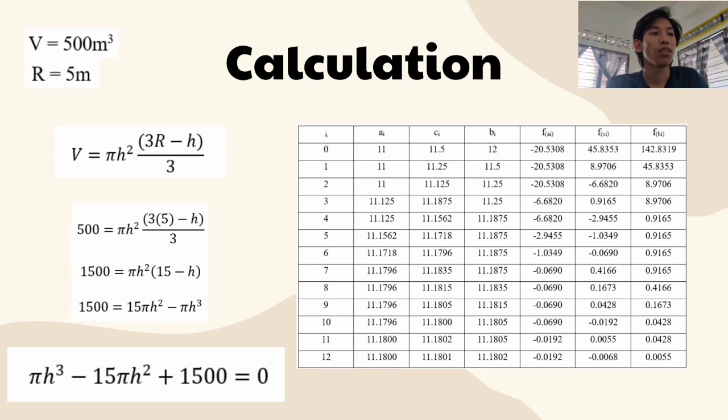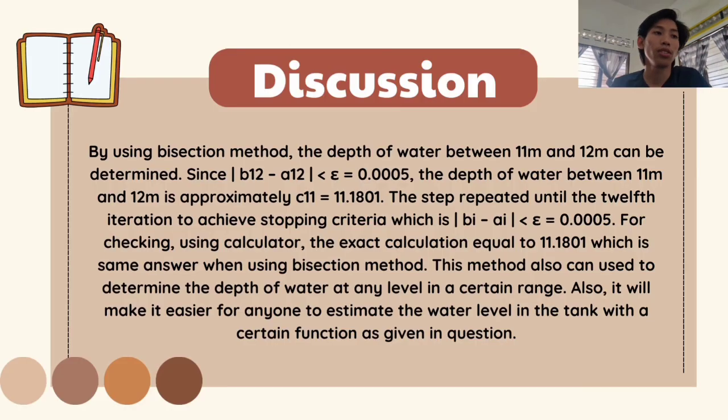Then we need to use the bisection method. A starts with 11 and B starts with 12. Then we calculate using a calculator and stop the iteration at 12. We got C12, which is 11.1801.